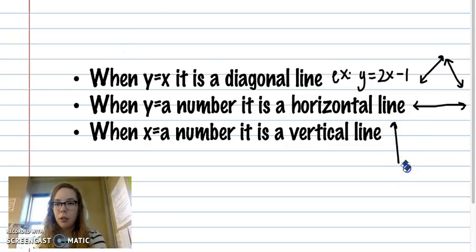Make that a little bit straighter here. A vertical line. Okay, straight up and down. Okay, at this point you can show me your notes and I will give you your assignment.